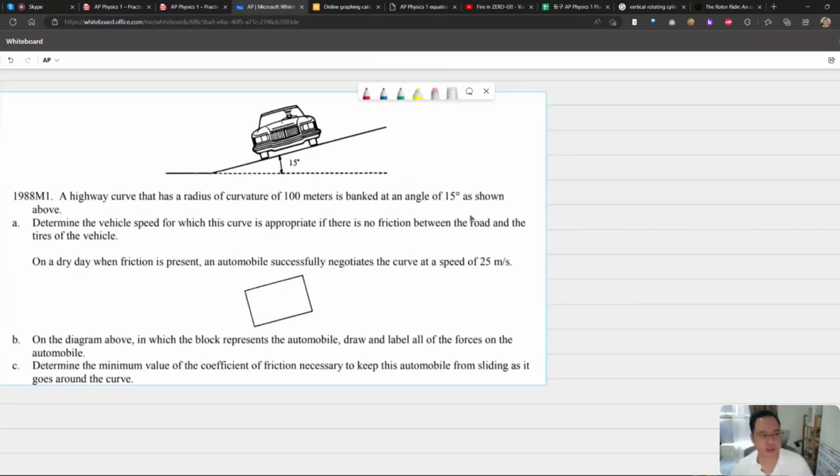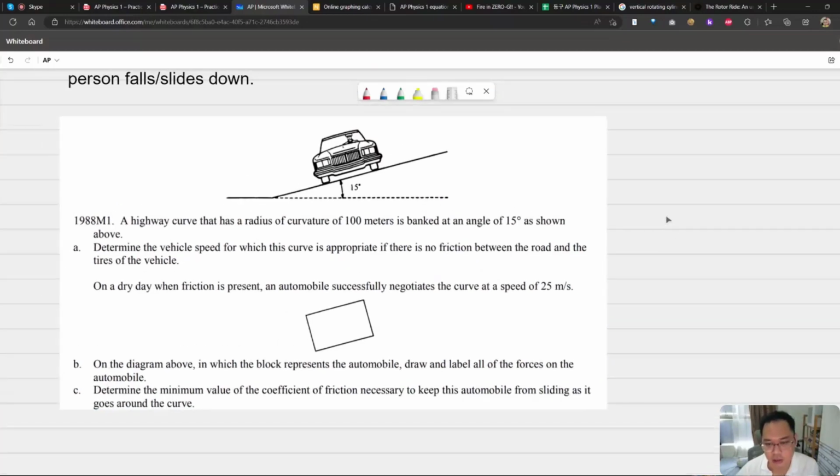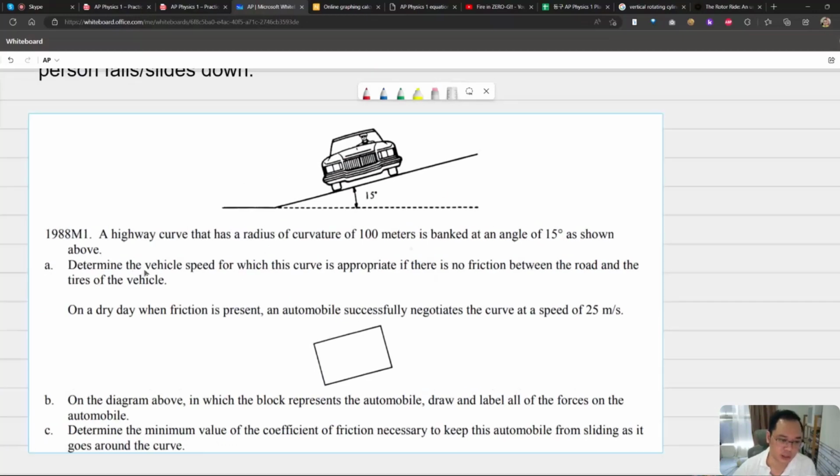A highway curve has a radius of curvature of 100 meters and is banked at an angle of 15 degrees, as shown above. Determine the vehicle speed for which this curve is appropriate if there is no friction. No friction. It is not realistic, but this is the theoretical problem. There is no friction between the road and the tires of the vehicle, sufficient to keep the car from sliding outward and maintaining its turning on the road.